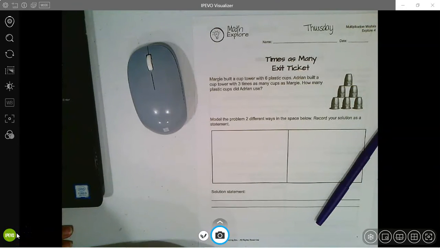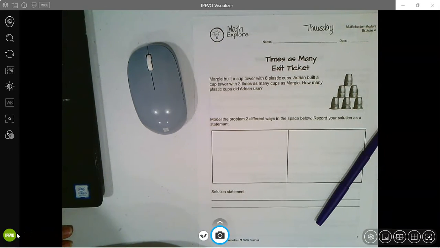Hey guys, so it is Friday and we are going to be doing our math assignment for today. And we are going to be talking again about times as many. With times as many, we are solving problems that say so-and-so has this much, the other person has times as many as that person. So we're trying to figure out how to solve them.